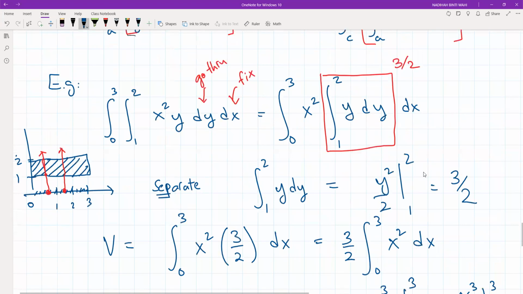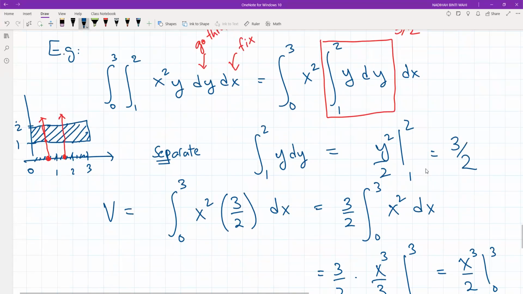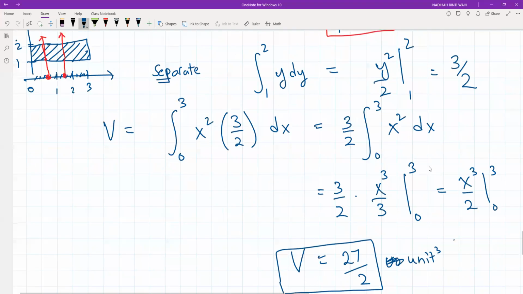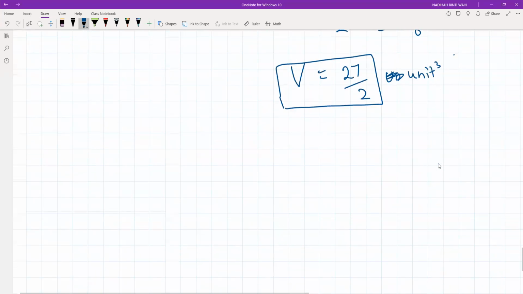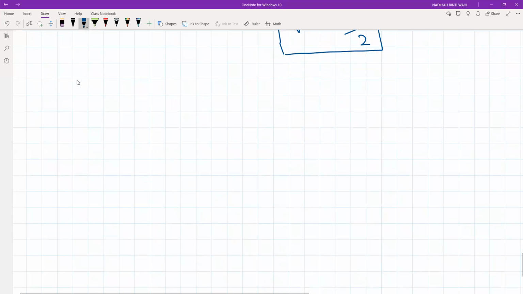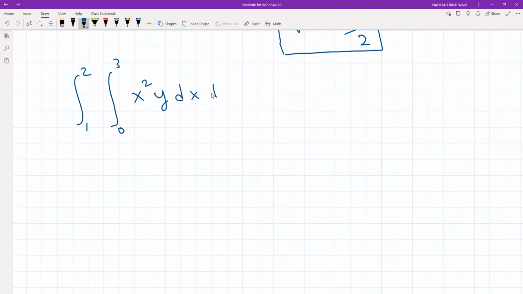Okay, dan kalau awak nak cuba pun, let's try another. Kalau saya tukar dia punya order, let's say I change the order. I use dx dy. Okay, let's try that one. So integrate from 1 to 2, from 0 to 3, x squared y dx dy. Okay, so first thing first, kita ambil yang inner part, yang inner kat sini.